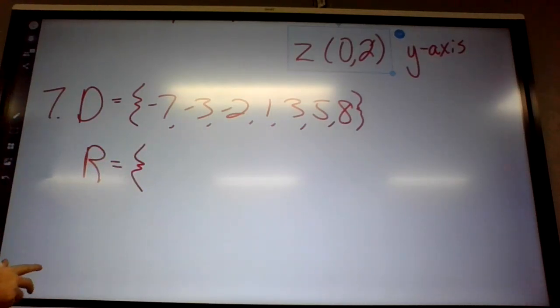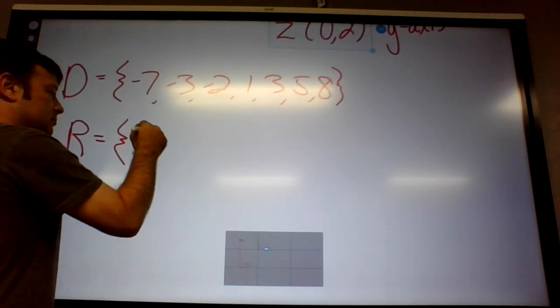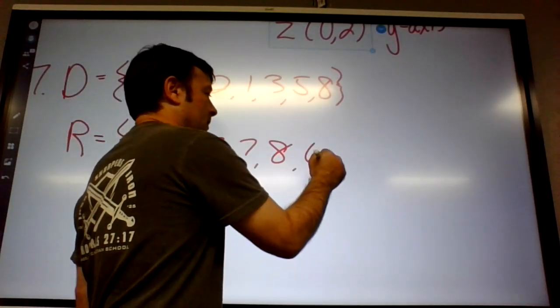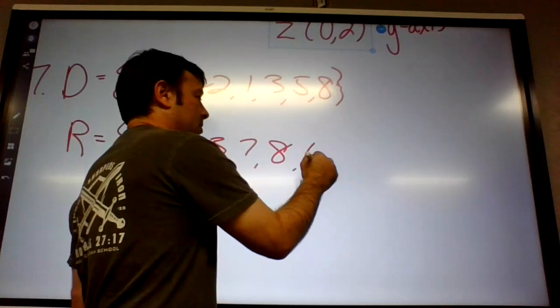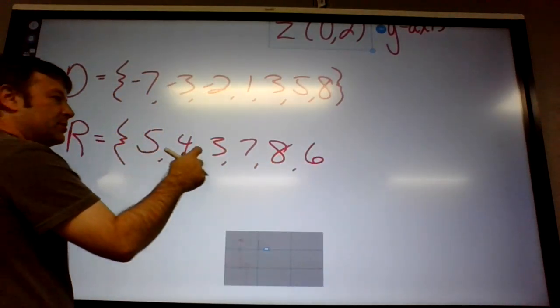Okay. Then Bella, go ahead and tell me the range too. The range: 5, 4, 3, 7, 8, 6, and 5, -2. Okay. If 5 is mentioned twice, do we need it twice? No.